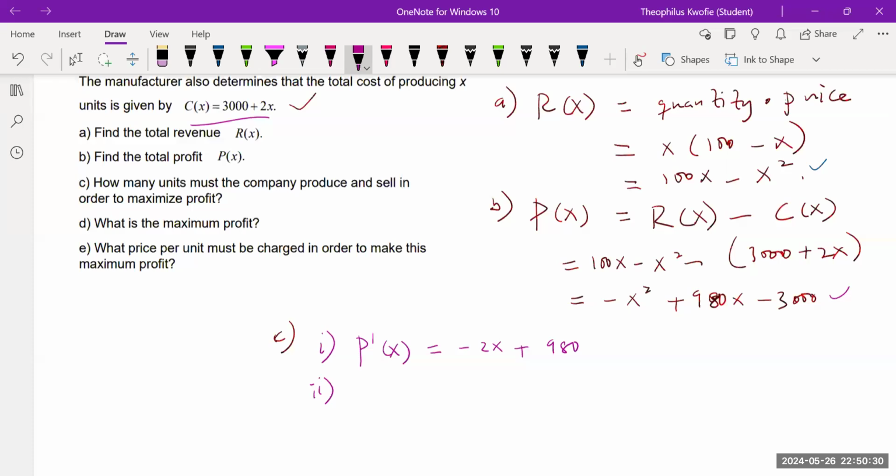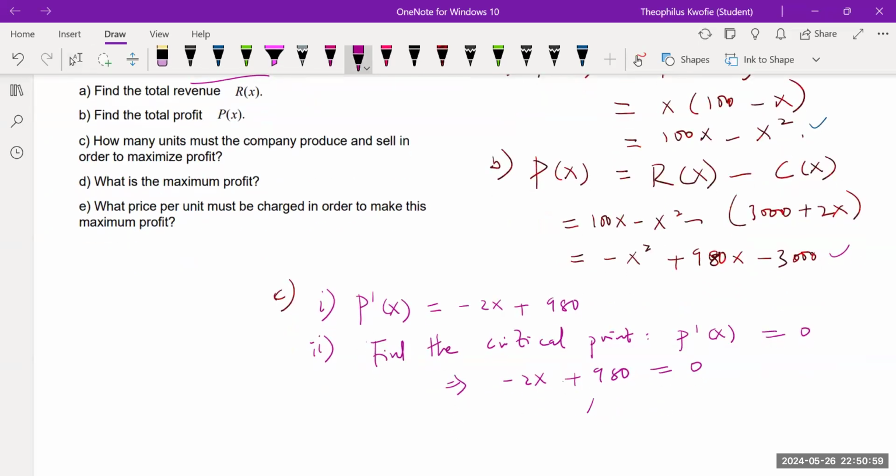Okay. Now in the II part, we need to find a critical point at which we can obtain the profit. How do we do that? With the critical point, we set the first derivative to 0, which implies that minus 2x plus 980 should be 0. In which case, we're going to have x to be 490, right?